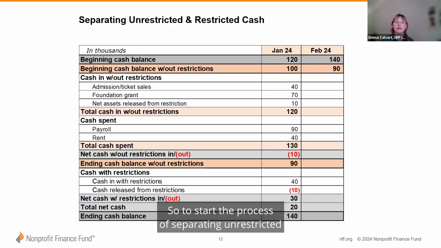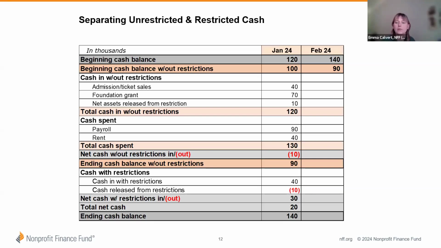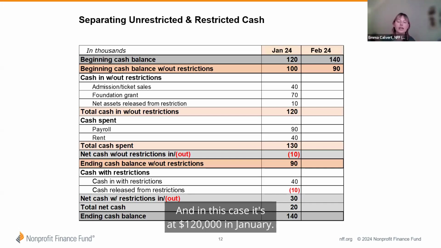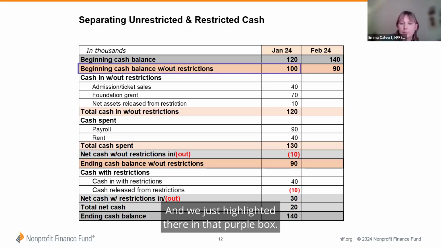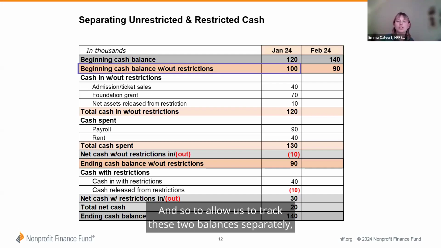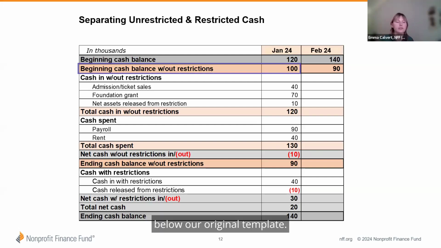To start the process of separating unrestricted and restricted cash, you'll see that we have added an additional line at the top of the template. We now have two beginning cash balances, one for total cash that includes all cash, and in this case it's at $120,000 in January, and one for unrestricted cash only, and that's at $100,000. We just highlighted that in that purple box. To allow us to track these two balances separately, we have also added a section called cash with restrictions below our original template. You see that right here.